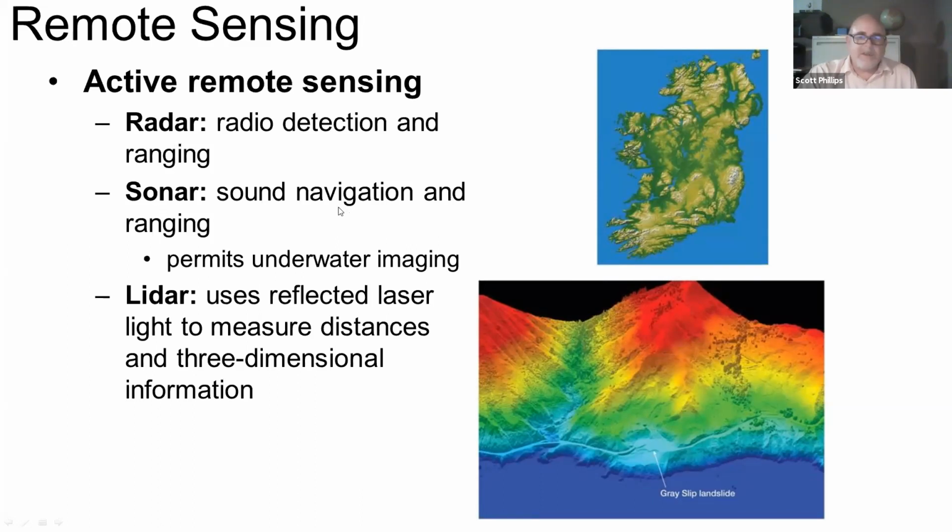Now, sonar is something like that, but it works underwater using sound waves. And LiDAR is kind of like radar, but it uses laser light. So it makes very precise laser measurements to get very detailed terrain measurements. It makes very detailed digital elevation models.